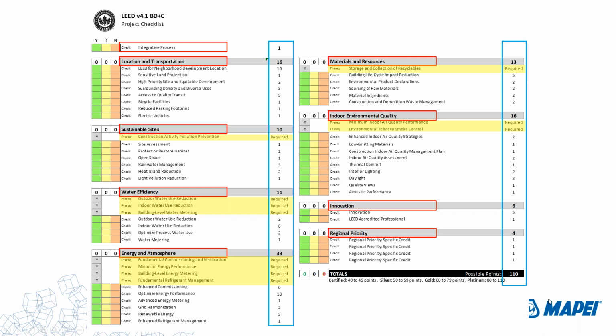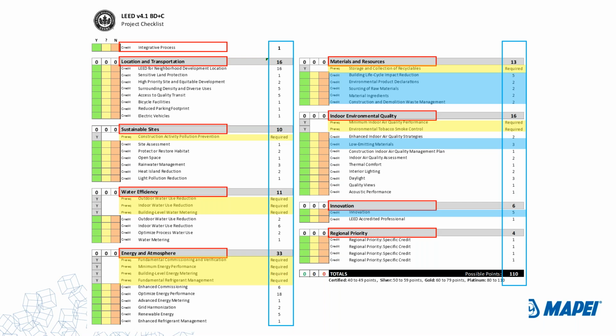I don't have a prerequisite example for MAPEI's product types, as there are currently no prerequisites related to products or material selection. However, I can point out here which credits MAPEI's products can contribute to: the materials and resources credit category, indoor environmental quality, and the innovation category. And we'll take a deeper dive into these categories over this webinar.